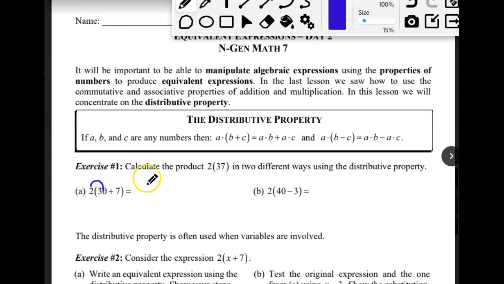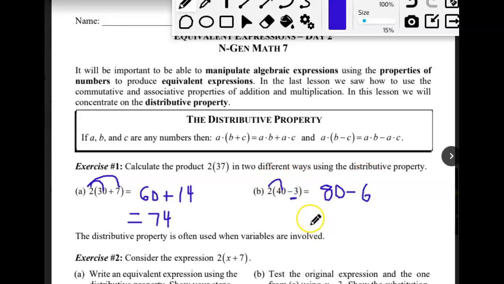So now we could go 2 times 30, which is 60, and then plus, since it's addition, we do plus 2 times 7, which is 14, and we could do mental math for 60 plus 14. That gives you 74, right? Or we could also do something like this: 37 is 40 minus 3. Again, we use the distributive property, so that becomes 80, and then 2 times 3 is 6, and we subtract because that's minus. In exactly the same way, you could solve it in 2 ways using the distributive property. Of course, you could also do 37 times 2.